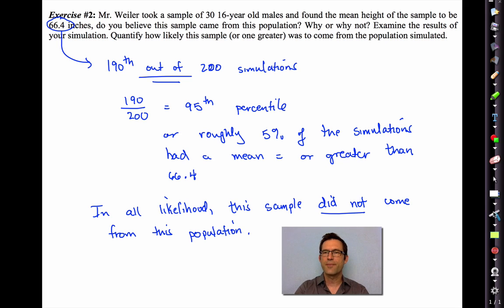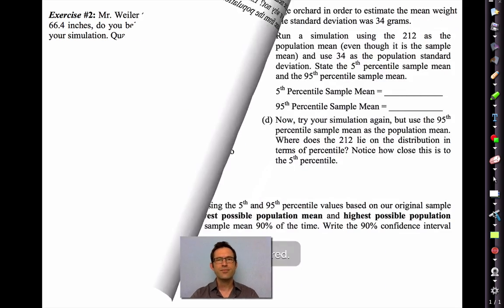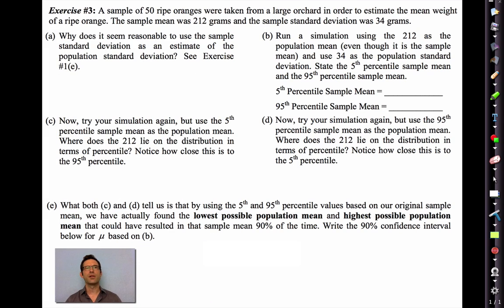Okay, I'm doing it. Let's keep going. Another simulation. A sample of 50 ripe oranges were taken from a large orchard in order to estimate the mean weight of a ripe orange. The sample mean was 212 grams, and the standard deviation was 34 grams. Letter A, why does it seem reasonable to use the sample standard deviation as an estimate of the population standard deviation? See exercise 1E.